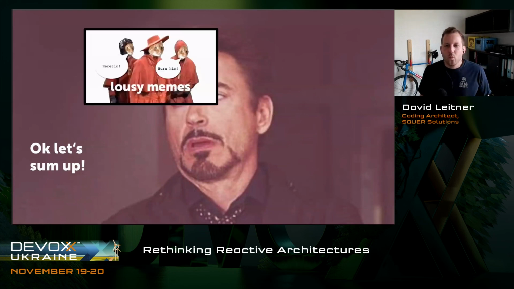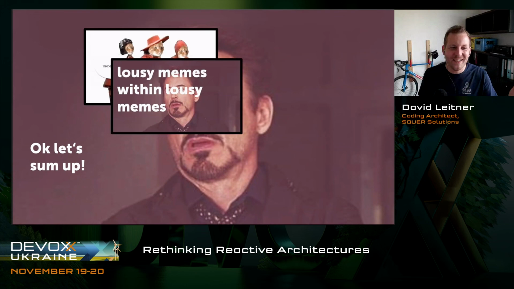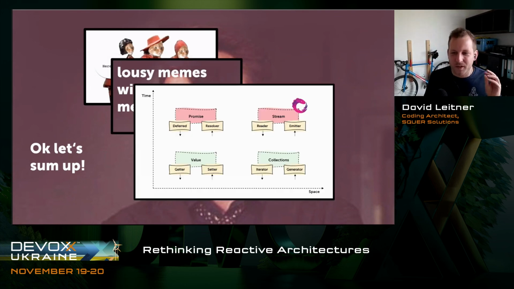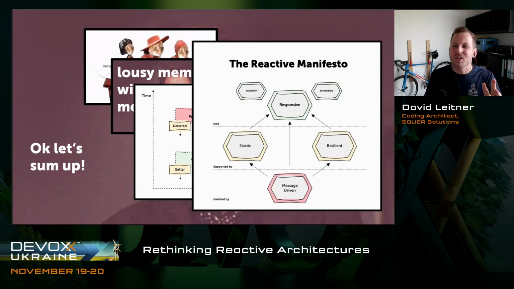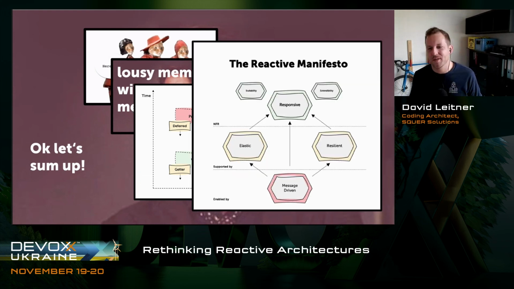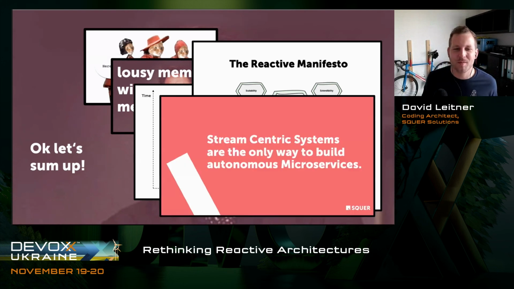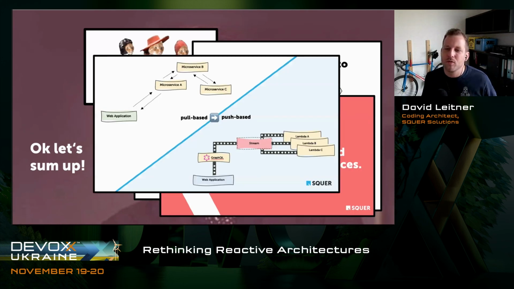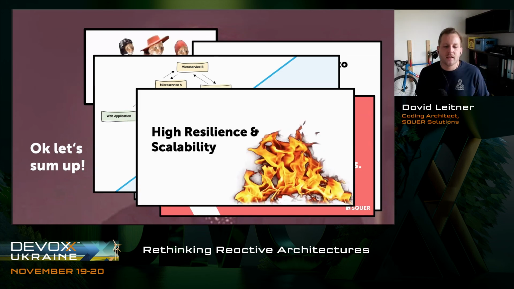We've seen a lot of lousy memes. I tried to explain a little bit of the basic concepts. What is a stream? Very simple. What is the reactive manifesto? Why do we need to think in streams if we want to build autonomous microservices? That we are basically just moving from a pull-based to a push-based architecture, and this usually brings us high resilience and scalability.